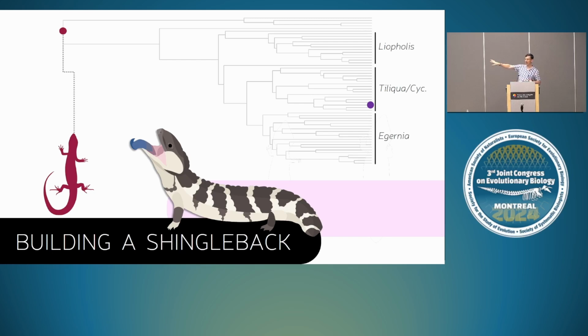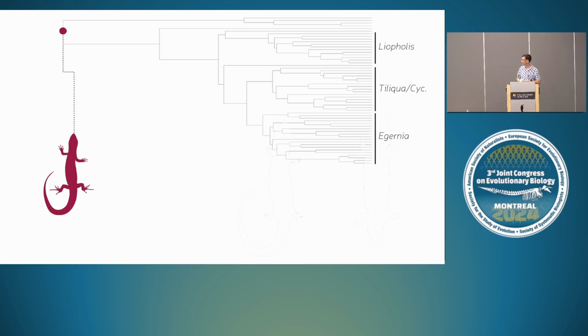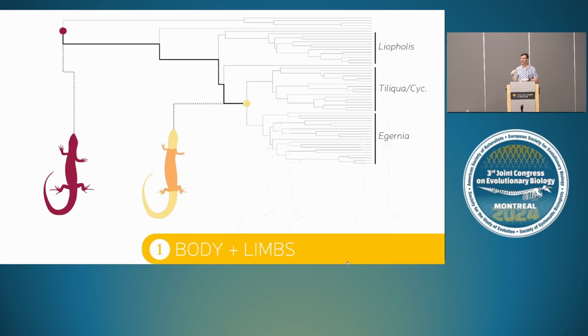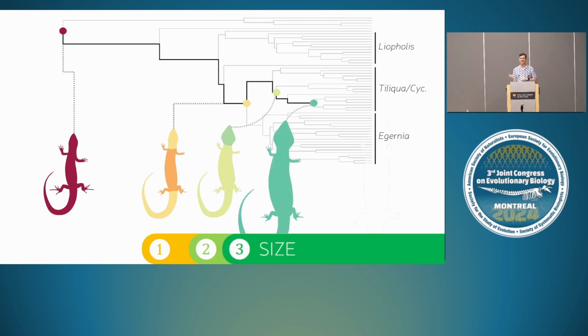So we're going to go through the tree from that red dot at the common ancestor of the group to that purple point. Our first shift is a concurrent shift in the body and limb proportions. Limbs get much, much shorter, and body gets lengthened and widened. So those things happen at the same time, somewhere at the ancestor of Tiliqua and Cyclodomorphus. Our next shift is in the head proportions. We get a widening and a deepening of the head, followed by a big jump in size that leads to the genus Tiliqua, which these are big lizards compared to what you think of as a general skink being.